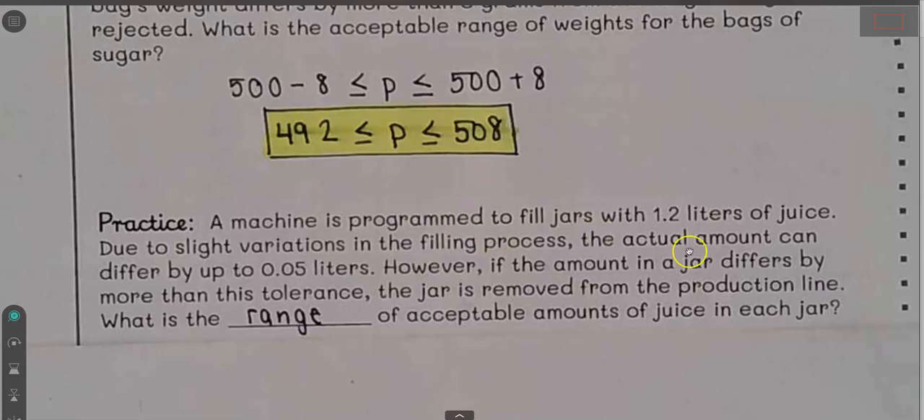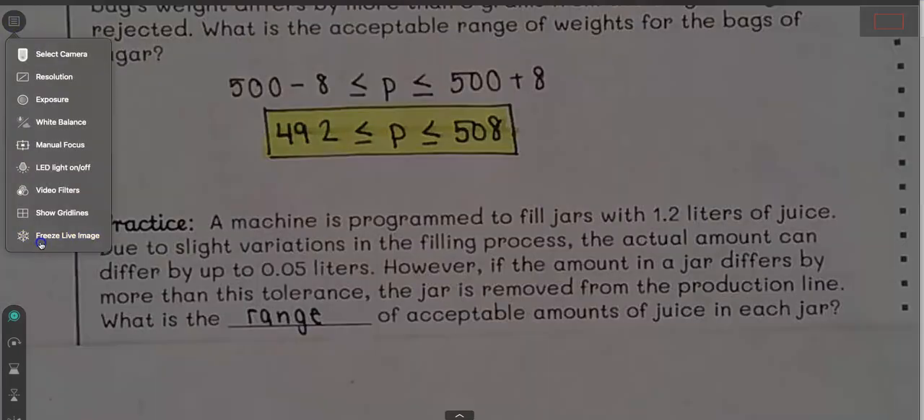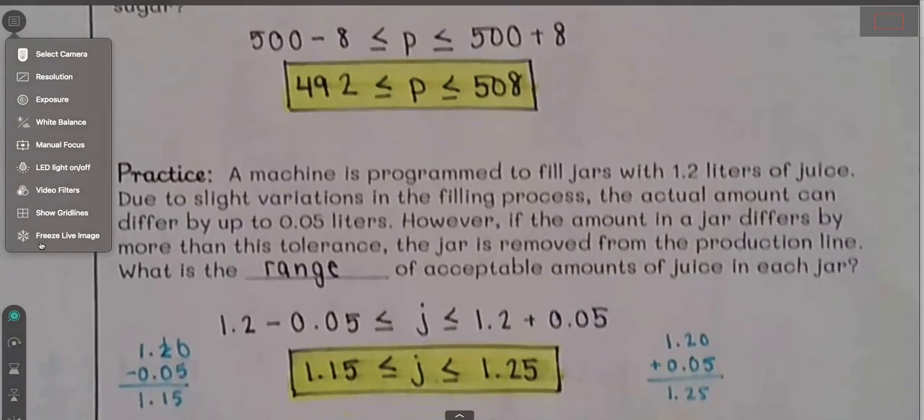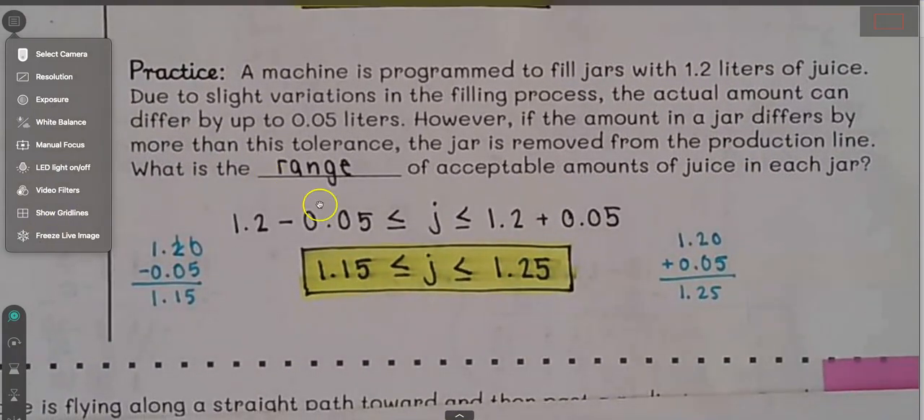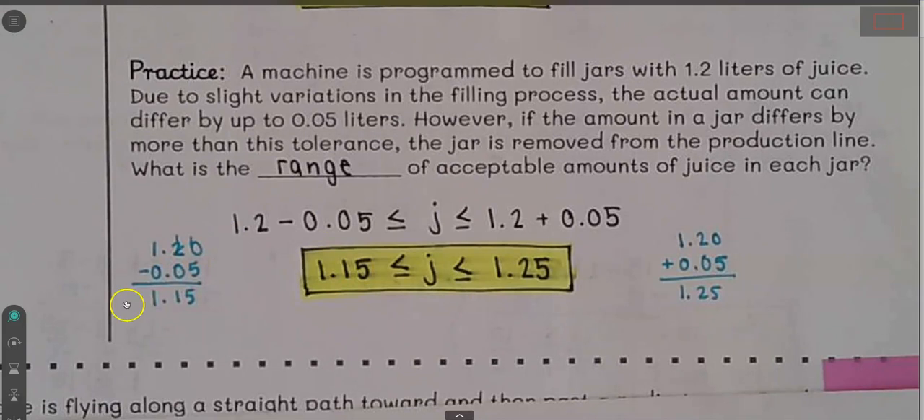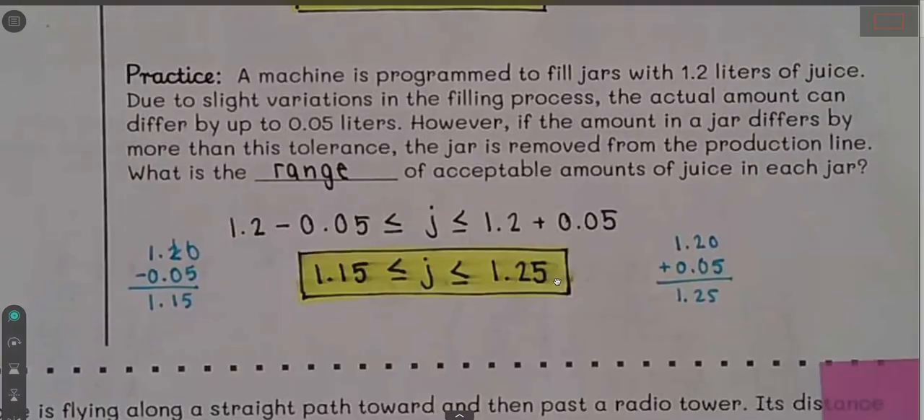All right, ladies, here is the answer. Okay, so we have 1.2 minus 0.05, which is 1.15. Here's my work for that. And 1.2 plus 0.05, here's my work for that. It's 1.25. So the juice has to be between 1.15 and 1.25. Any questions? Okay, I'll leave this up here for a few seconds. We're going to do the challenge like a regular practice problem so that we can carry into the 3C notes.